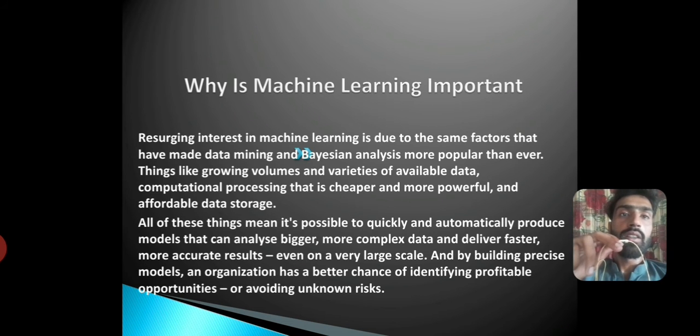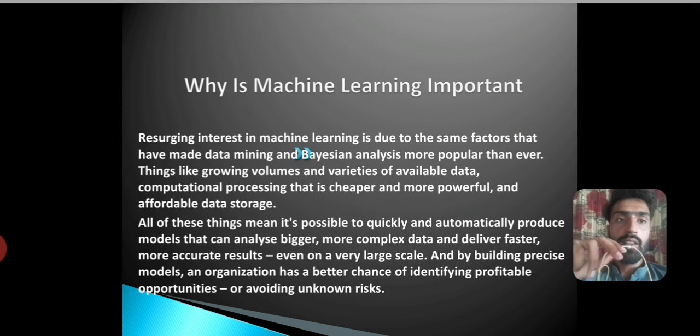Why is machine learning important? The resurging interest in machine learning is due to the same factors that have made data mining and Bayesian analysis more popular than ever. Think growing volumes and varieties of available data, computational processing that is cheaper and more powerful, and affordable data storage. All of these things mean it's possible to quickly and economically produce models that can analyze bigger, more complex data and deliver faster, more accurate results, even on a very large scale. And by building precise models, an organization has a better chance of identifying profitable opportunities and avoiding unknown risks.